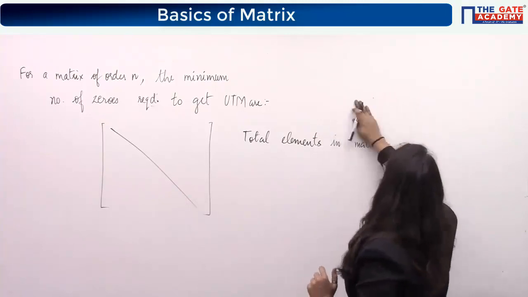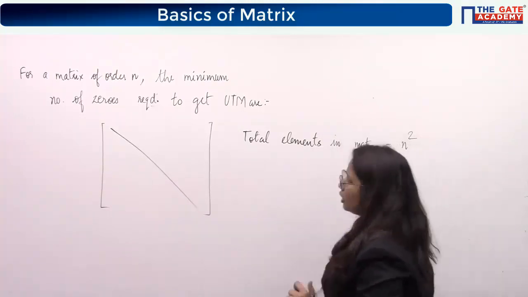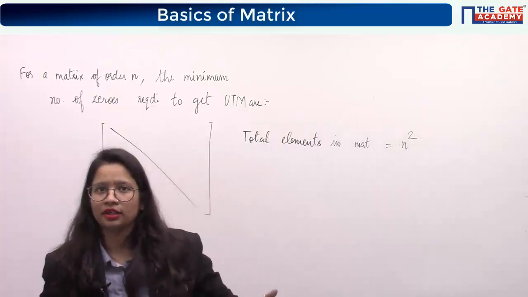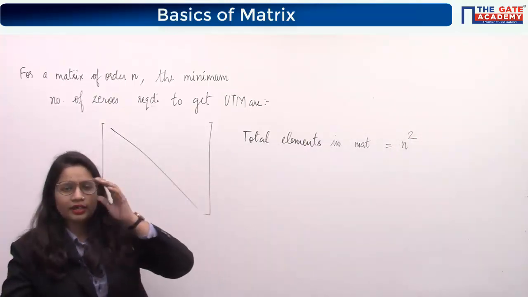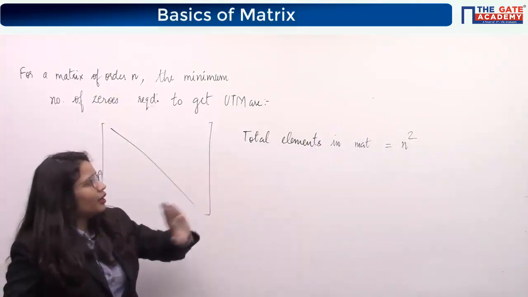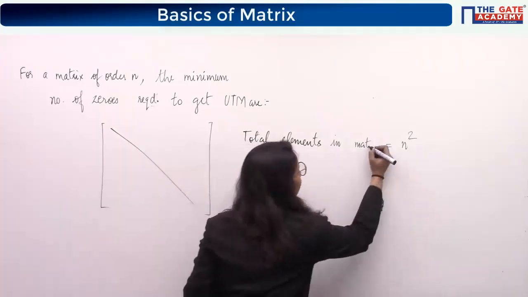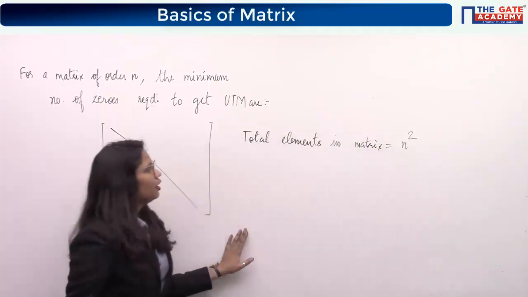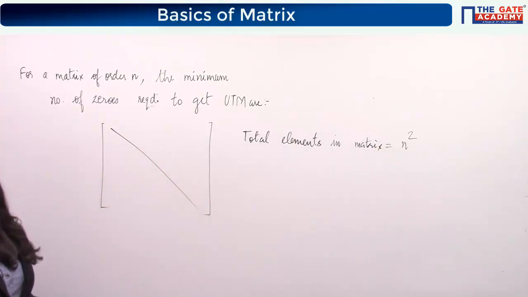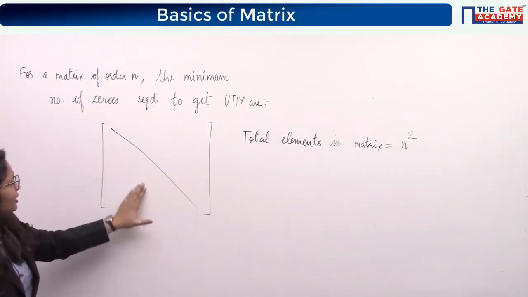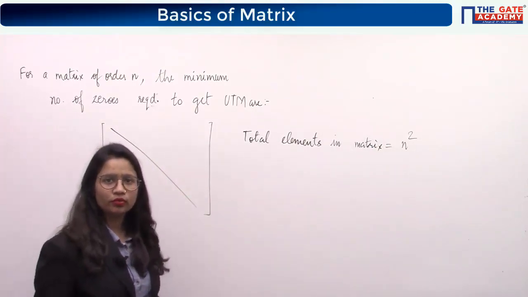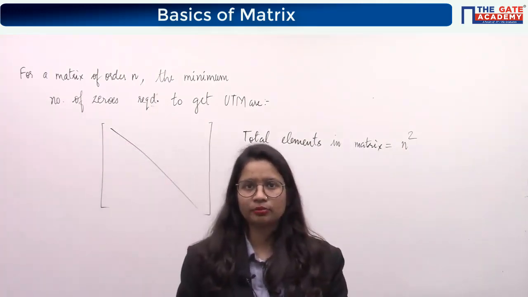How many will there be? Obviously it will be n square, just like m n, that will be n square. Yes, very good, n square. So total elements are n square. This mat means matrix. Now among these n square, we need that all these elements should be 0.